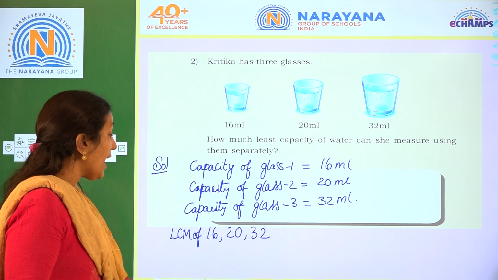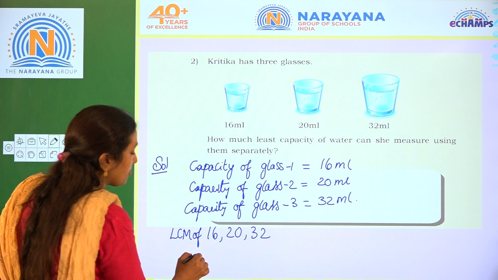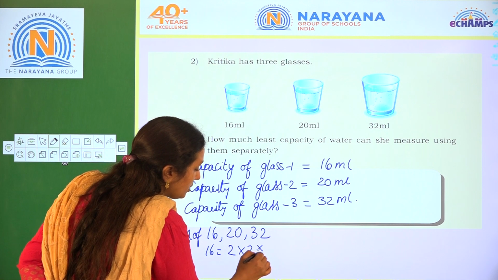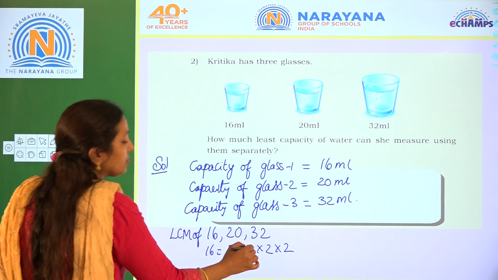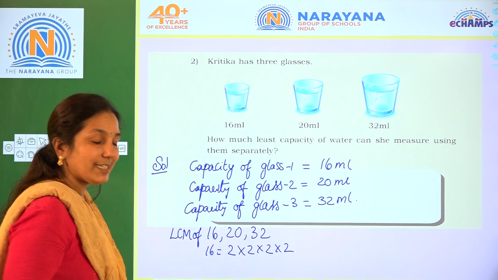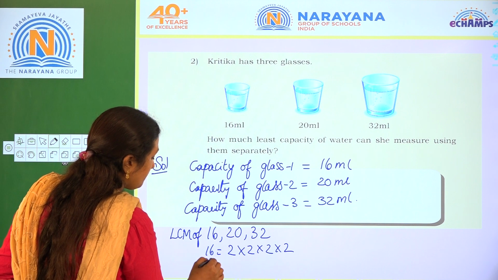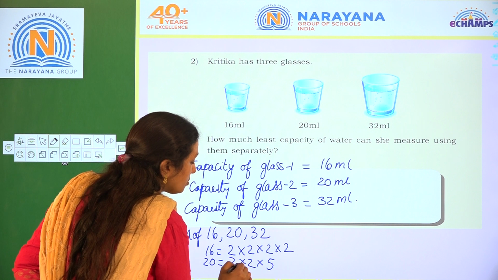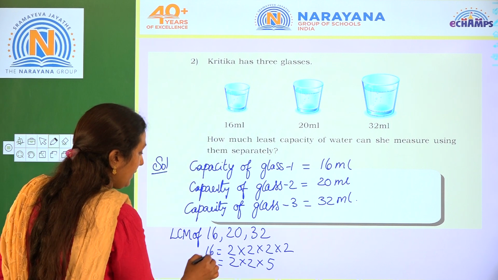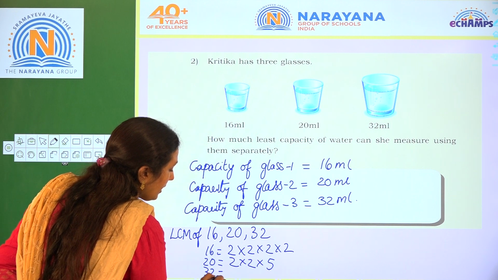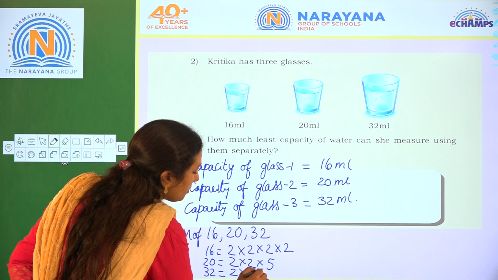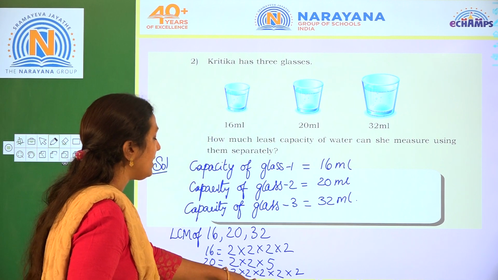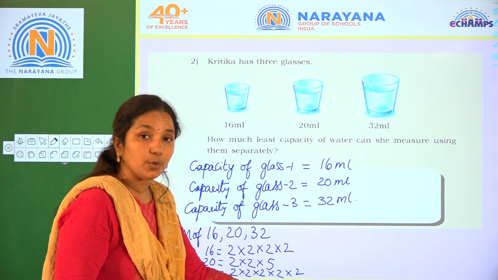For that I am writing the prime factors. What are the prime factors of 16? 2 into 2 into 2 into 2. 2 2s are 4, 4 2s are 8, 8 2s are 16. For 20: 2 into 2 into 5. 2 2s are 4, 4 5s are 20. For 32: 2 into 2 into 2 into 2 into 2. 2 2s are 4, 4 2s are 8, 8 2s are 16, 16 2s are 32.